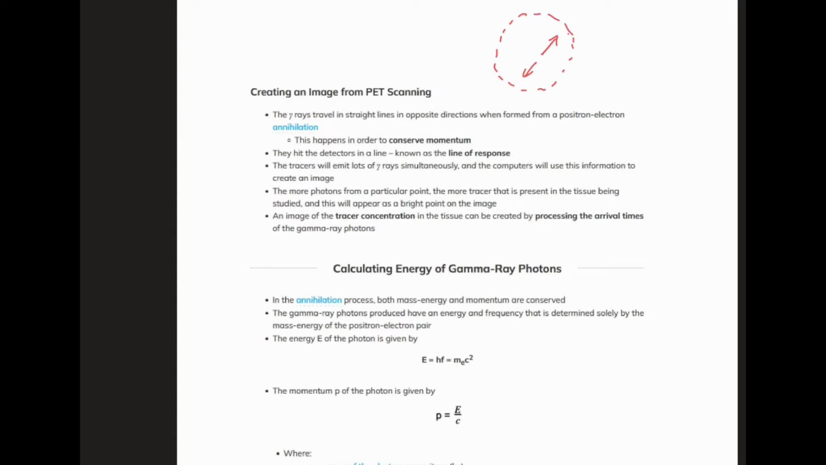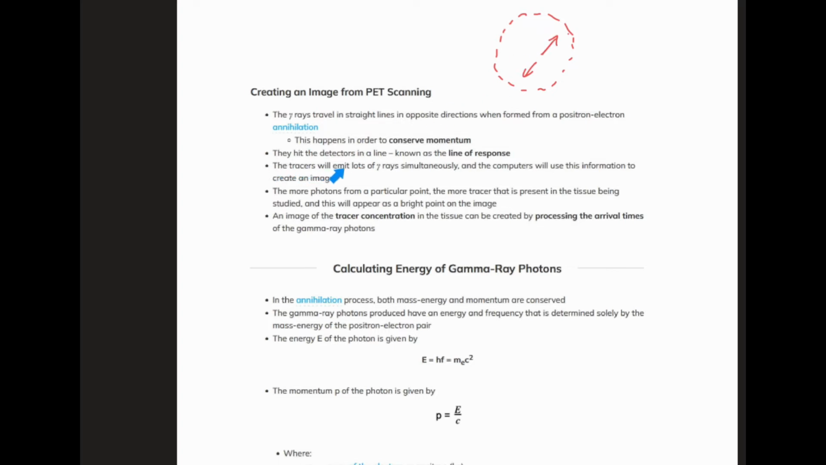Okay, so why do they move in opposite directions? Because they want to conserve momentum. So if you have momentum going forward in this way, then you will have momentum going backwards in the opposite way. They hit the detectors in a line known as the line of response. So this is the line of response, this straight line.